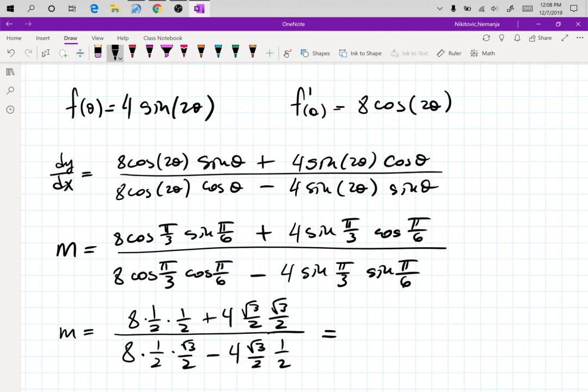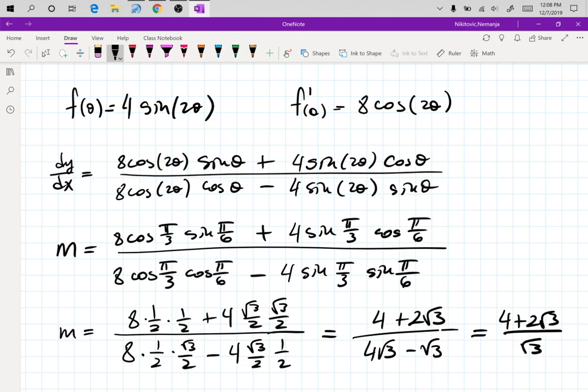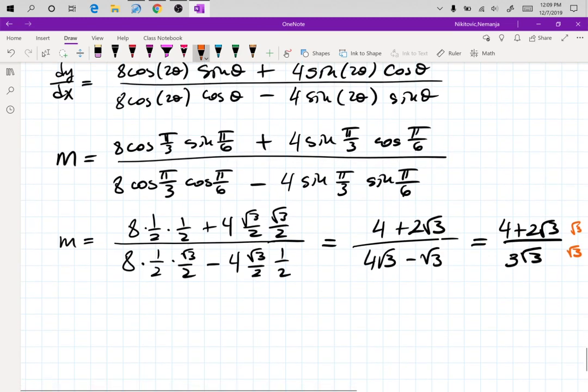So we have 4 plus 2 root 3 on top. On the bottom, the 2 times 2 is 4, which cancels. Over here we have 4 root 3 minus root 3 for a total of 3 root 3. So we have 4 plus 2 root 3 divided by 3 root 3. And now we rationalize this because we don't like root 3 in the denominator.